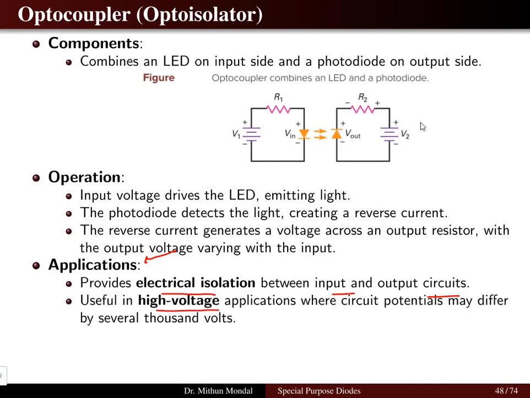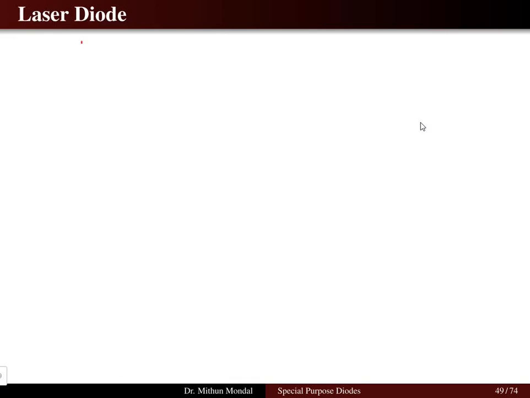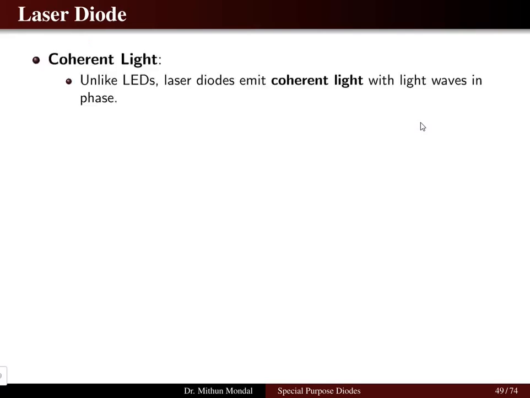It is useful in high voltage applications where circuit potentials may differ by several thousand volts. Other variants of this optocoupler can use phototransistors, photothyristors, or other photo devices for the output voltage. Another important category is the laser diodes. Unlike LEDs, lasers emit coherent light, with light waves in phase. So they are not like LEDs, they are emitting coherent light.